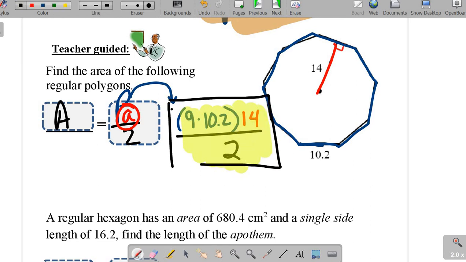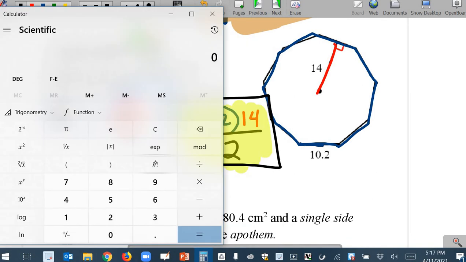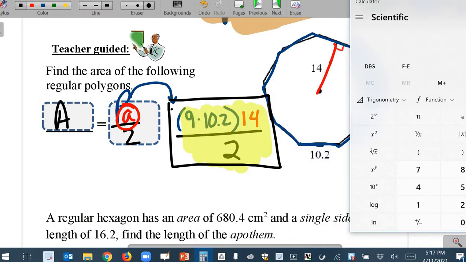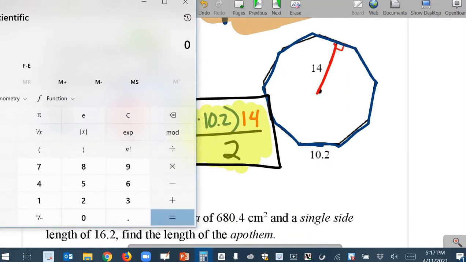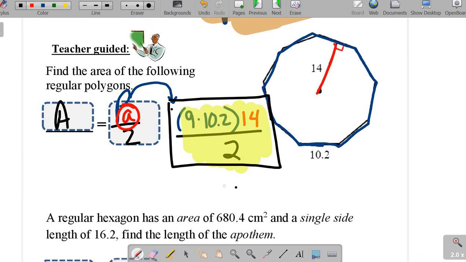I would love it if you would get in the habit of doing as much of that as possible by hand, but I know most of you are going to be lazy and be grabbing calculators. So once you do your setup, just be very careful when you do your calculations that you actually put in what you intend. So we're going to go 9 times 10.2, hit the equal sign, times 14 equal sign, divided by 2 equal sign, 642.6. So area equals 642.6. There's no units, so we're just going to use the generic unit squared.